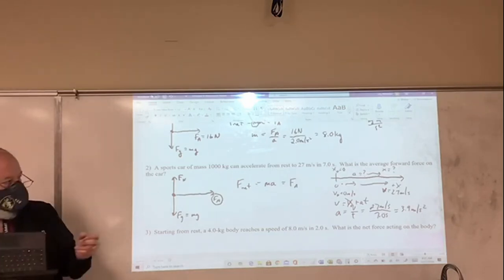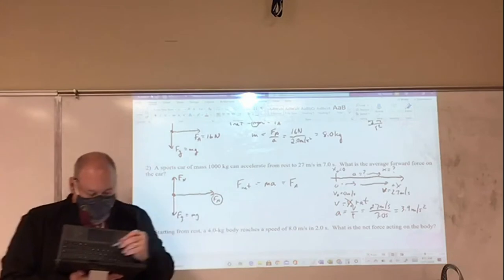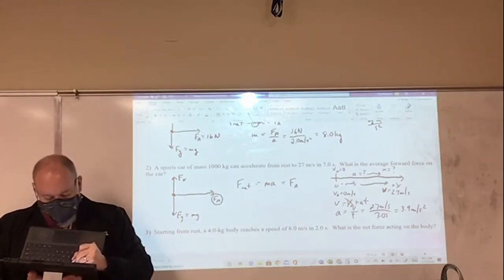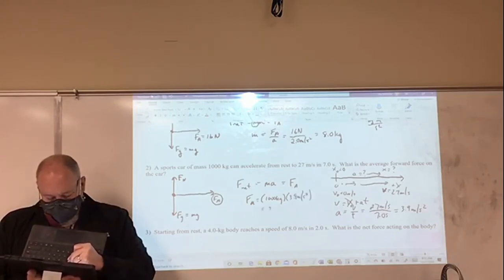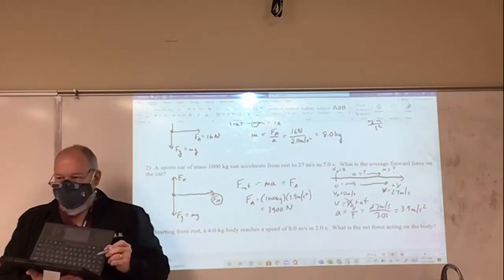Okay, so now all I have to do is go back and plug this in. FA equals 1,000 kilograms times 3.9 meters per second squared equals 3,900 newtons.